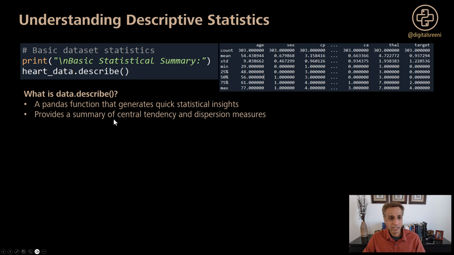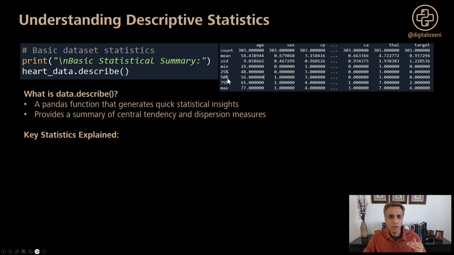And of course, it provides a summary of the central tendency and dispersion measures. Central tendency means the mean. What is the mean value? We have a total of 303 entries. Of those, the mean is 54.43 for age. The average age, the mean age, is 54. The standard deviation, plus or minus, is 9. That's the standard deviation. And the minimum age is 29, and the maximum age is 77.